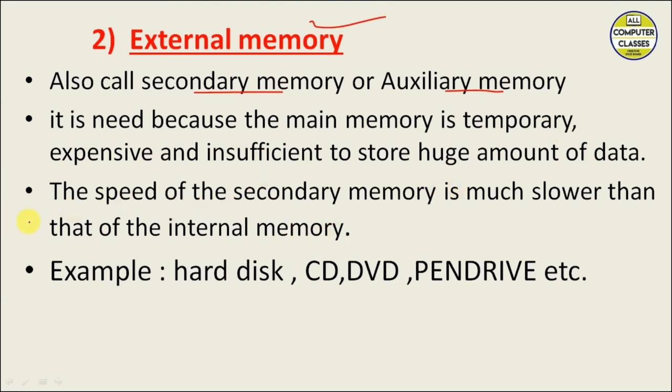So why is the speed of the external memory slow? Because it is attached externally. For transmitting the data, it has to take permission from the control unit and it has to use the system buses to transfer the data. And moreover, the size of the external memory is big, so to extract the data it takes more time. Hard disk, CD, DVD, pen drive, all these are examples of external memory.